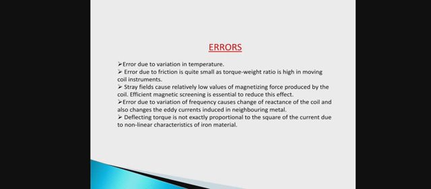Error due to variation of frequency causes change of reactance of the coil and also changes the eddy current induced in the neighboring metal. The deflecting torque is not exactly proportional to the square of the current due to nonlinear characteristics of iron materials. This is all about the moving iron type instrument.